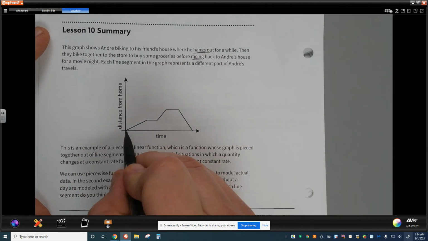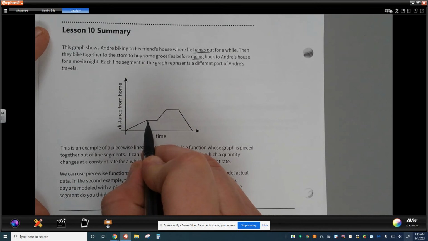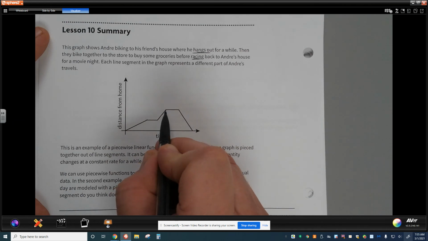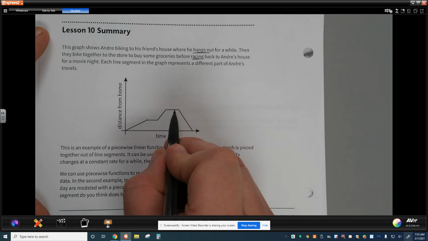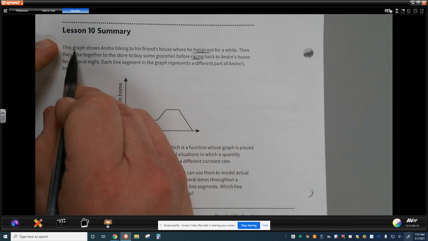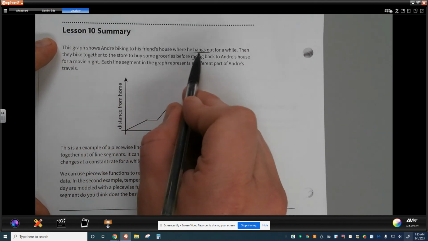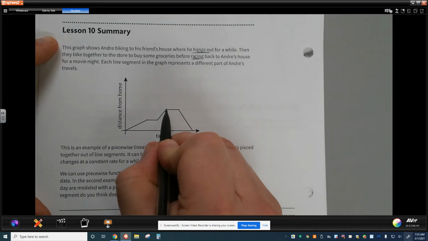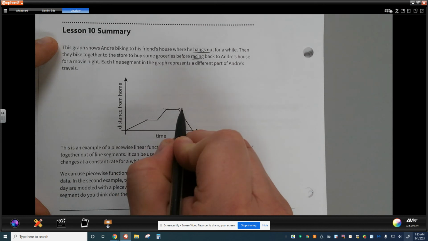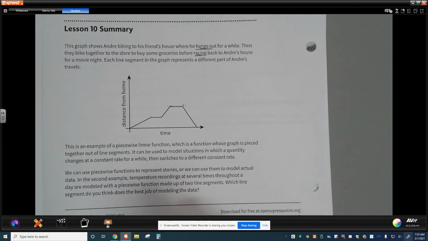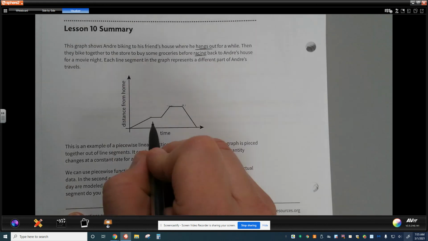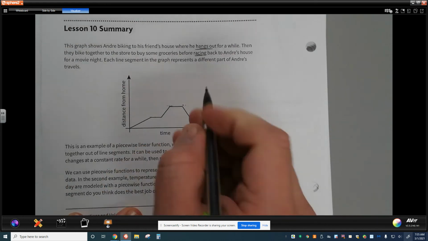So here's Andre just kind of heading to his buddy's house. And then he probably gets to his house, and then they go to the store. And then maybe they're racing back to Andre's house. Let's look at this. Andre is biking to his friend's house where he hangs out for a while. Actually, that hangout is probably more like right here. I'm sorry, I'm really goofing this up. Hanging out for a while is probably right here. Going to the store, okay, there we go.